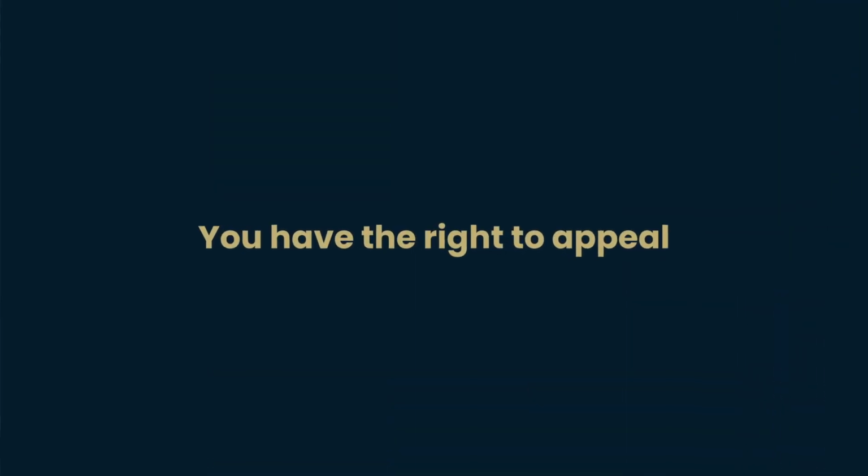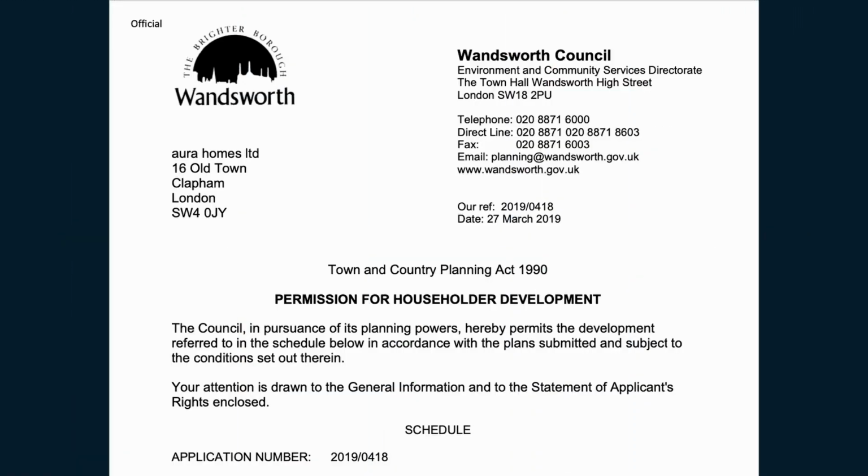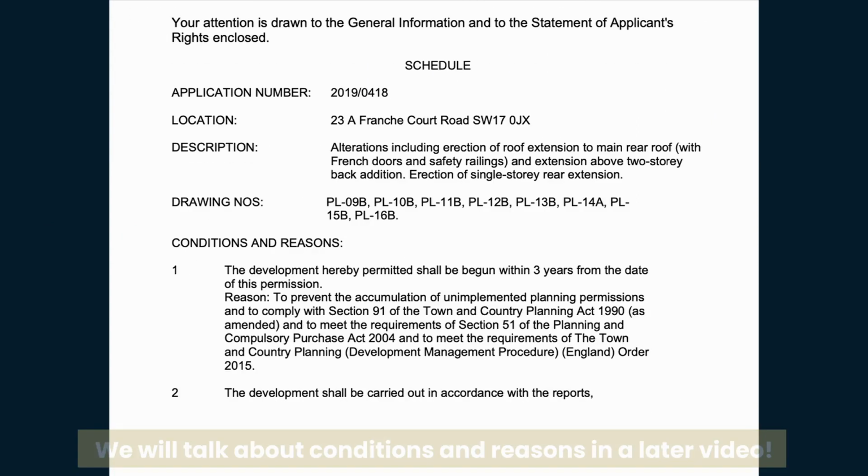Unfortunately, not every planning approval gets approved, but don't panic. You have the right to appeal. The appeal process involves presenting your case to an independent planning inspectorate, where they'll review all of the relevant information, your drawings, the statements and assessments that go along with that, and decide whether or not to overturn the local council's decision. Once you receive planning permission, this is what you can expect.